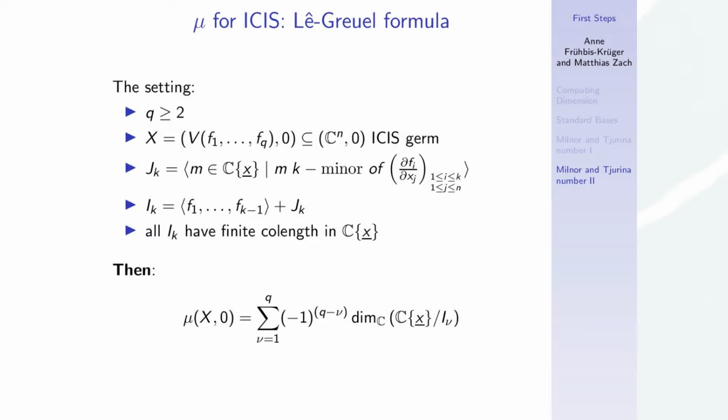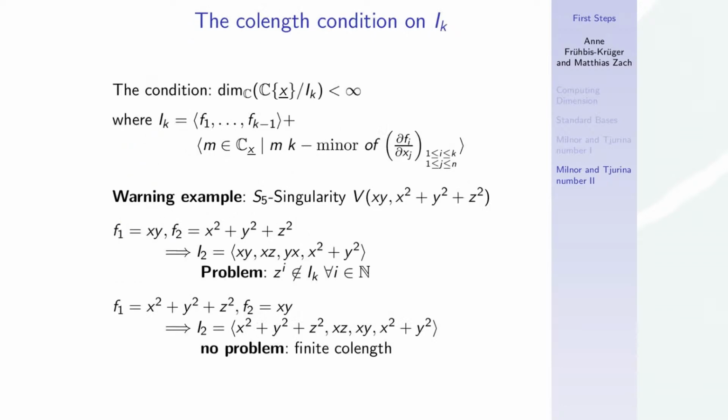That looks a bit complicated, and I think the most crucial part of it is the finite co-length condition. So let us look at the finite co-length condition once again, here on this slide. I've taken the simplest of the simple codimension 2, so space curve singularities. It's an S5 singularity from Justice list. We had that already yesterday. And now I'm taking the original generators. F1, I first choose as xy, and F2 as x squared plus y squared plus z squared. And then I try the construction.